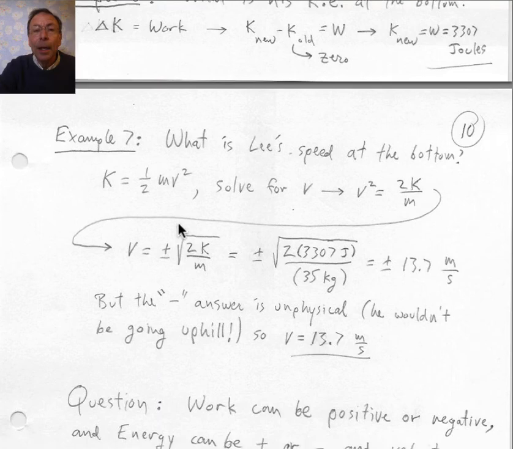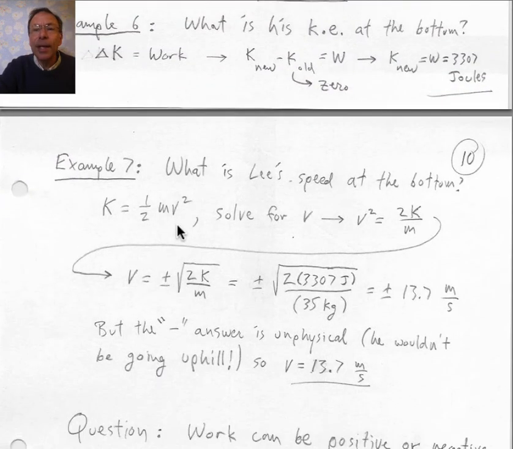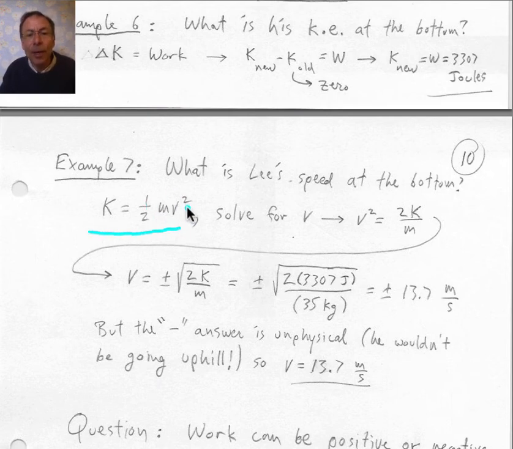Okay. So now that we've got his kinetic energy, we can figure out his speed at the bottom because we have this formula, right? The kinetic energy is 1/2 mv squared, and we can solve for the unknown. You see, we know the kinetic energy, we know his mass, v is the unknown, so we solve. And so isolating v squared, that's our first step. We have 2k over m. Then we take the square root of both sides, and we have v equals plus or minus the square root of 2k over m.